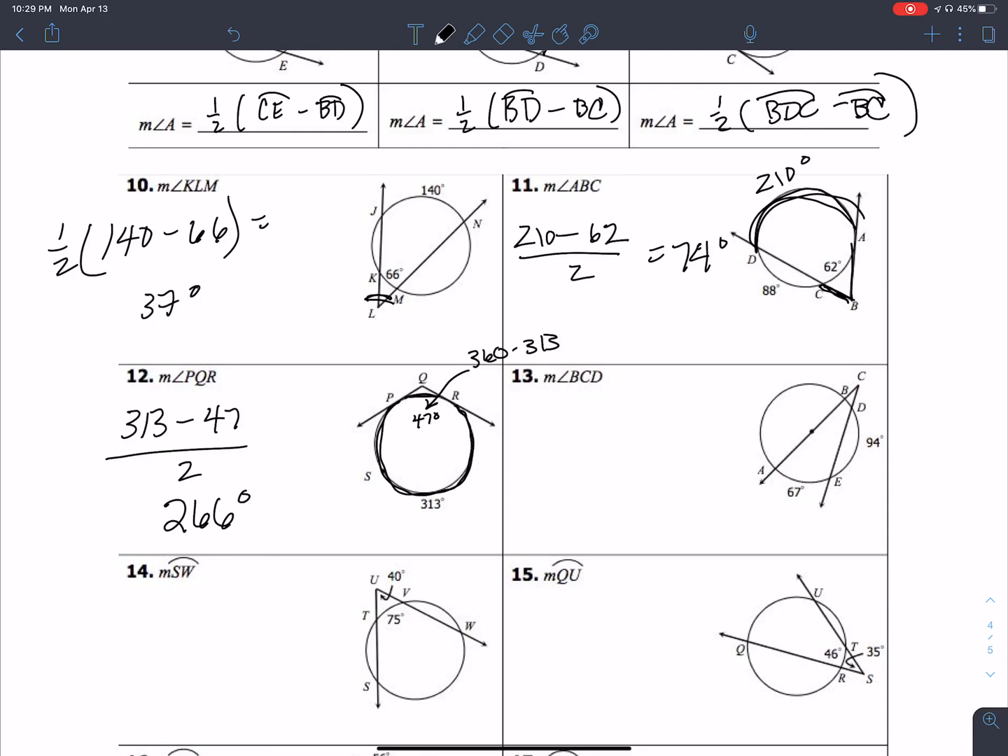All right, angle BCD. I don't have the one I need to subtract, but the cool thing is that I have 180 degrees here. So 180 minus 67 minus 94 gives me 19. I could figure that out because I had pieces and parts. So then I could do 67 minus 19 divided by 2, and I get 24.